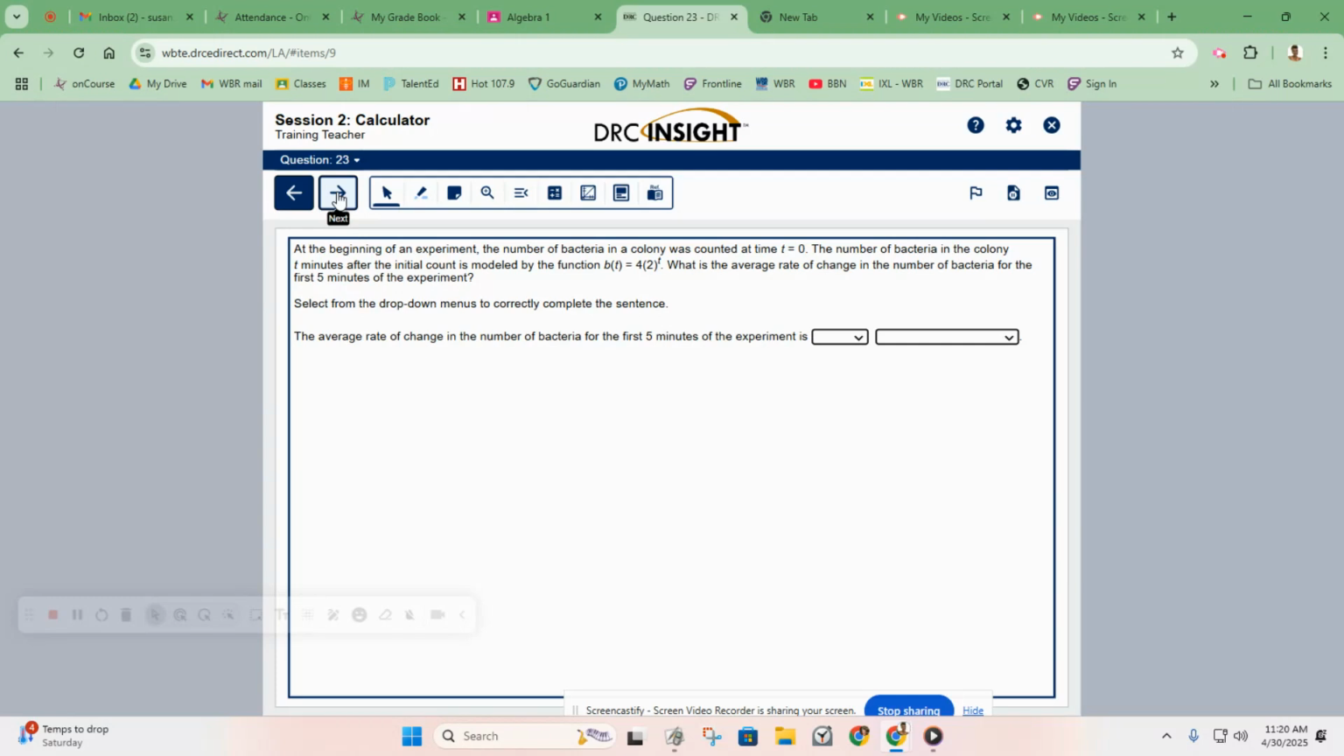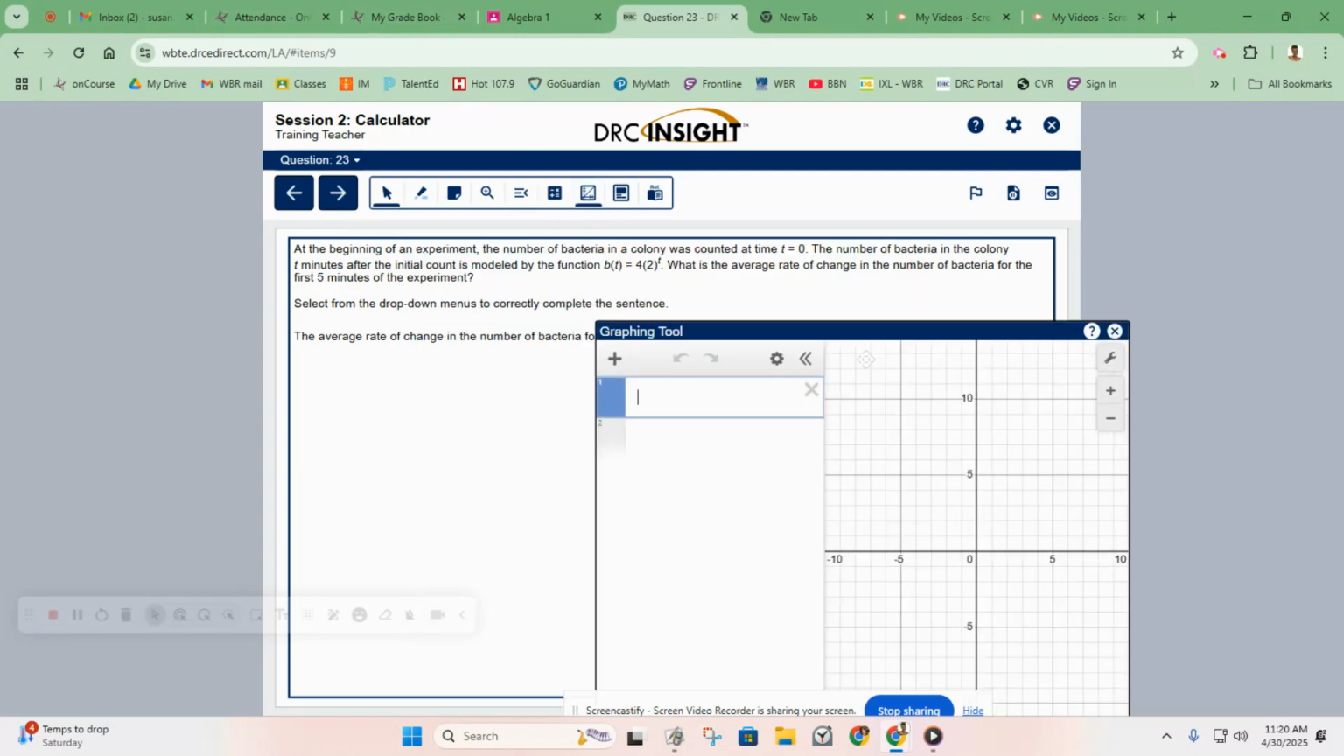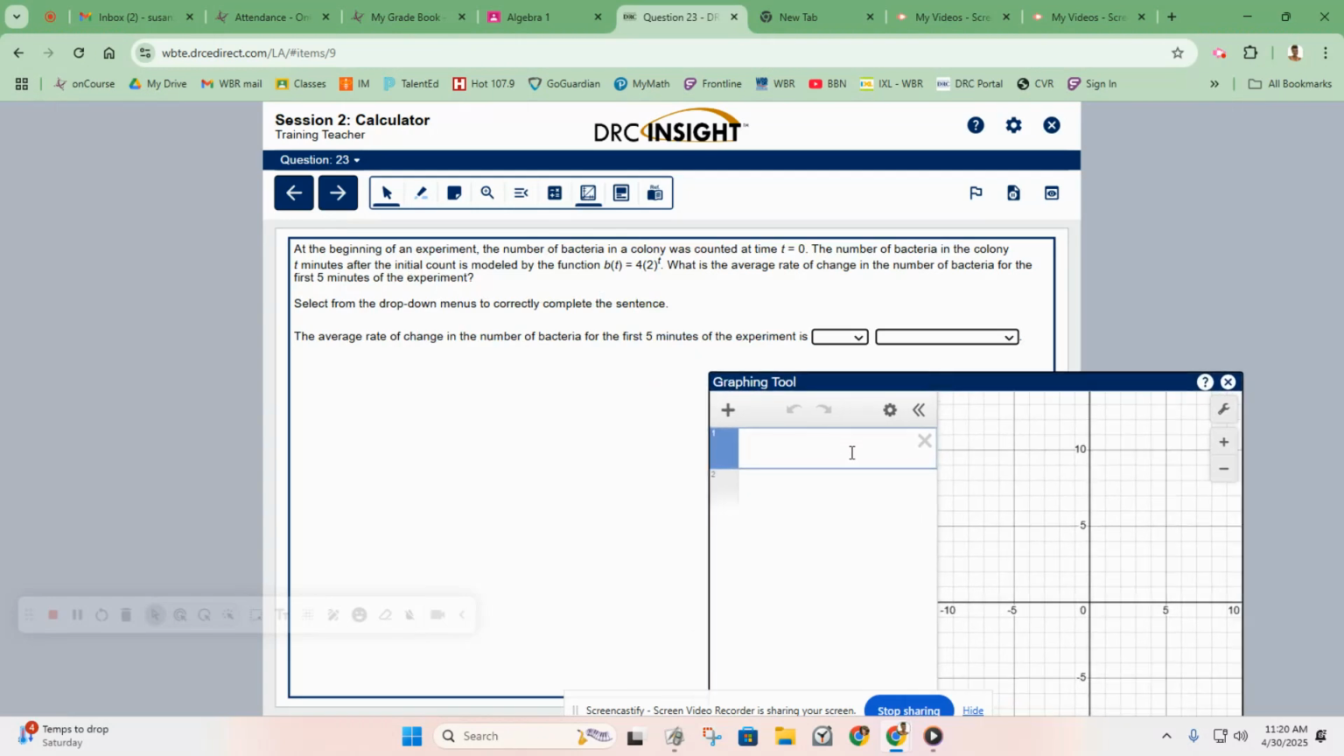So here's what we're going to do with this one. I'm actually going to go in and look at Desmos. I'm going to type this into Desmos. So we've talked about Desmos likes X's and Y's, but when you're using function notation, you can use whatever you want. So I can put B of t equals 4, open a parenthesis, 2, close it, and raise it to the t power.